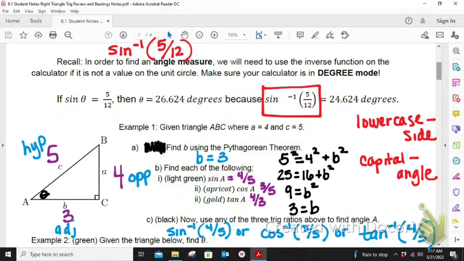If you type in all 3, go ahead and type in all 3 so you can verify and see that all 3 are the same. So that's really important that you know that.